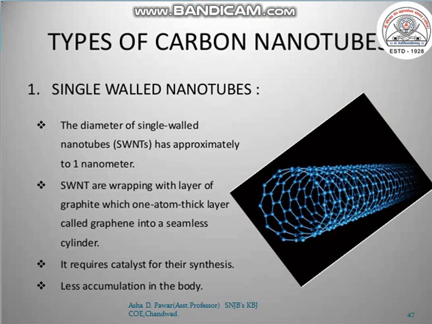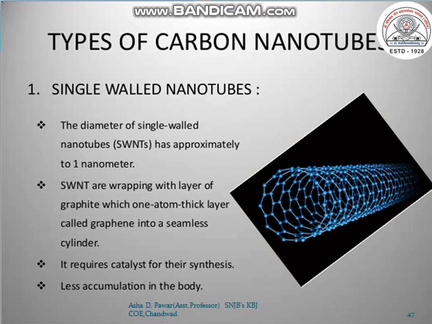Then the single wall carbon nanotubes are again divided into three different types: zigzag, armchair and helical. The diameter of a single wall nanotube is approximately 1 nanometer. It is also known as SWNT, single wall nanotube, wrapped as a layer of graphite one atom thick, that is graphene. One atom thick layer means only a single layer, rolled into a seamless cylinder. It requires a catalyst for its synthesis, and has less accumulation in the body.